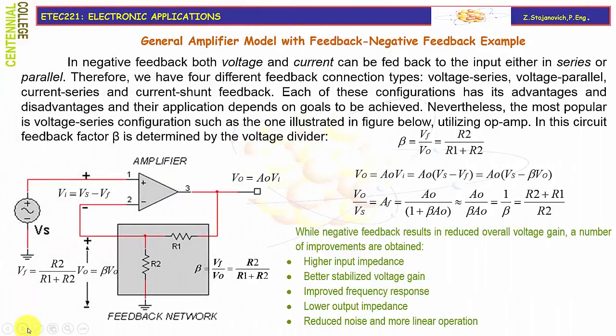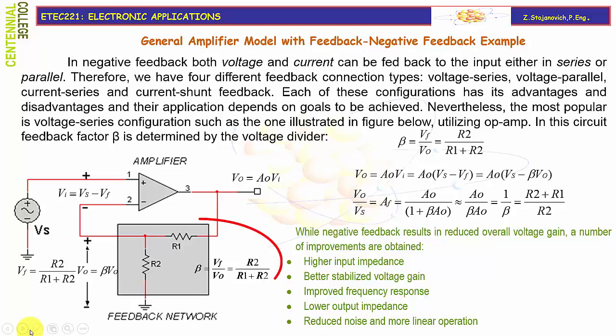In negative feedback, both voltage and current can be fed back to the input, either in series or parallel. Therefore, we have four different feedback connection types: voltage series, voltage parallel, current series, and current shunt feedback. Each of these configurations has its own advantages and disadvantages, and their application depends on the goals to be achieved. Nevertheless, the most popular is the voltage series configuration, such as the one illustrated in the figure below, utilizing an operational amplifier.